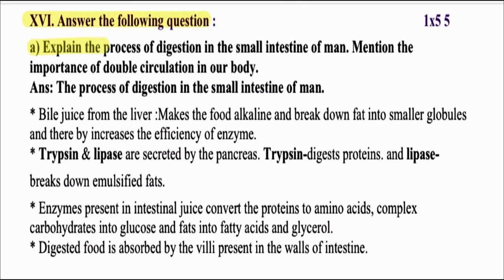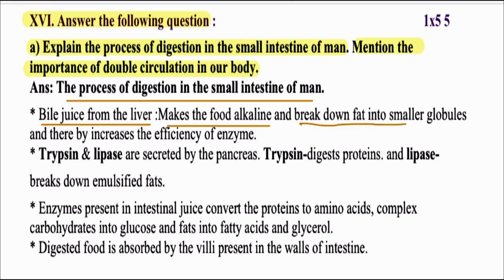Question number A. Explain the process of digestion in the small intestine of a man. Mention the importance of double circulation in our body. In the process of digestion in the small intestine of a man, bile juice from the liver makes the food alkaline and breaks down fat into smaller globules and thereby increases the efficiency of enzymes.